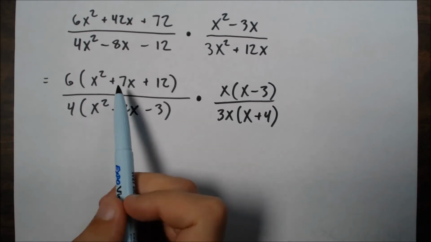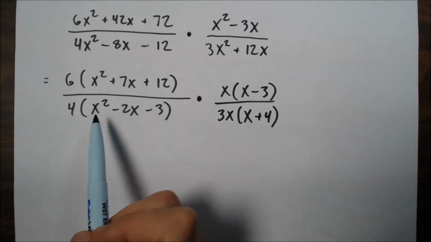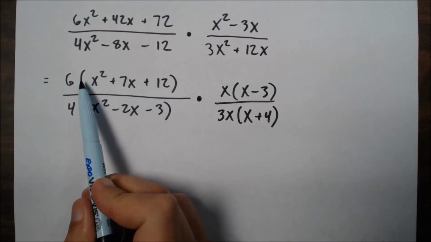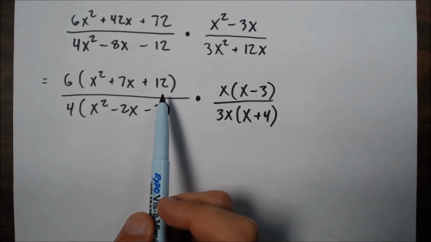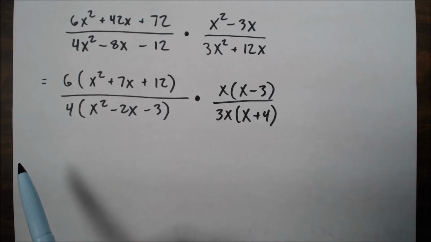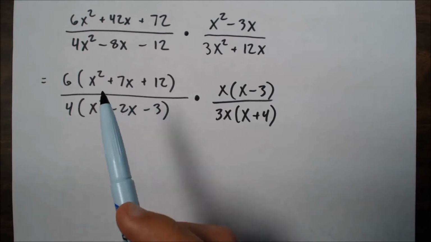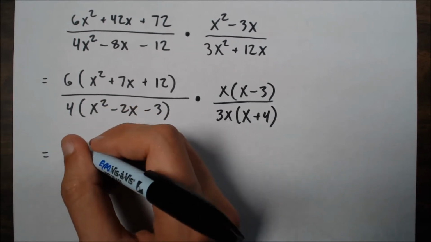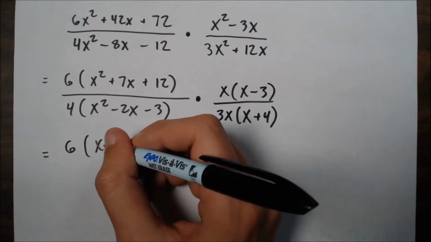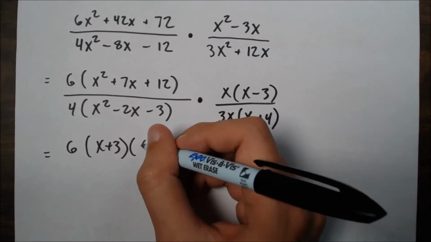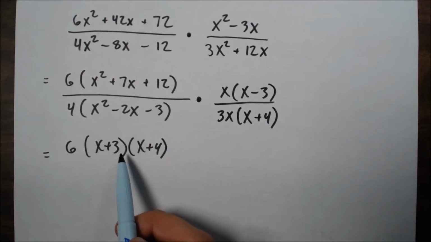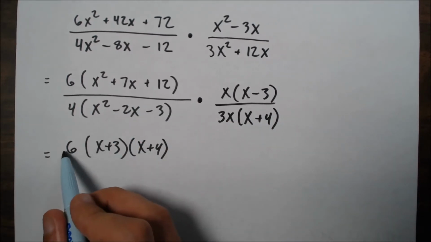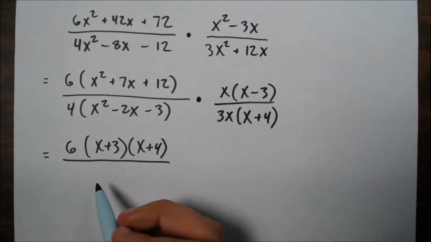Now let's look at this numerator and denominator again. Can you factor this quadratic? Are there two numbers that multiply to make 12 and add up to make 7? As it turns out, there are 3 and 4. So I can factor again as x plus 3 and x plus 4. And check to make sure. 3 times 4 is 12. 3 plus 4 is 7. The 6 is still out here. Remember, that doesn't go away.